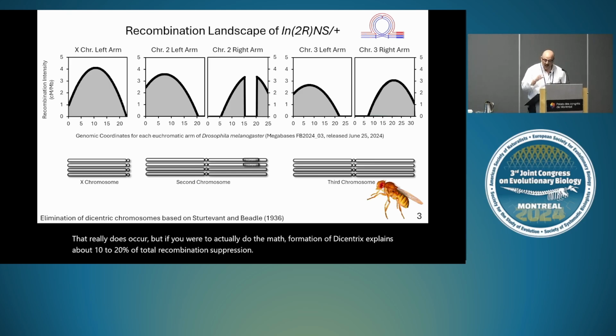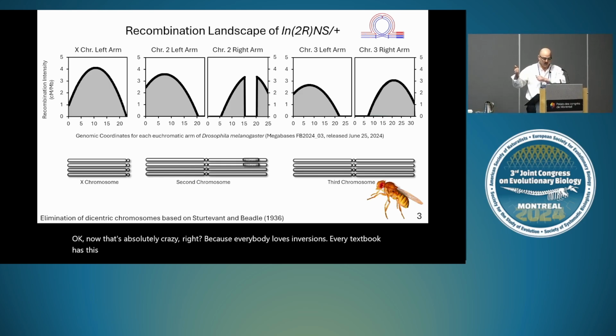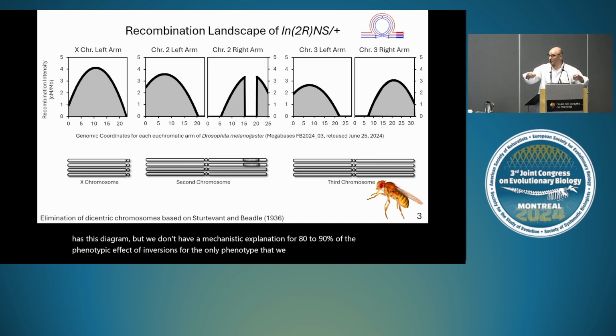Okay, now that's absolutely crazy, right? Because everybody loves inversions, every textbook has this diagram. But we don't have a mechanistic explanation for 80 to 90% of the phenotypic effect of inversions for the only phenotype that we can be absolutely sure inversions are affecting. So my mind was blown, I hope yours is too.